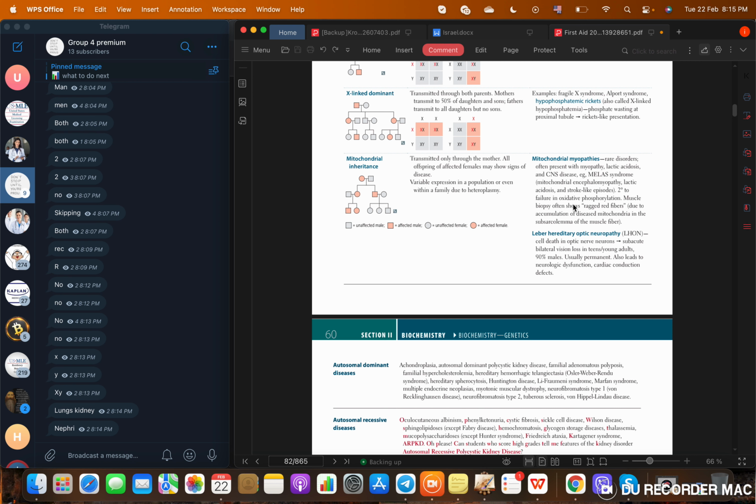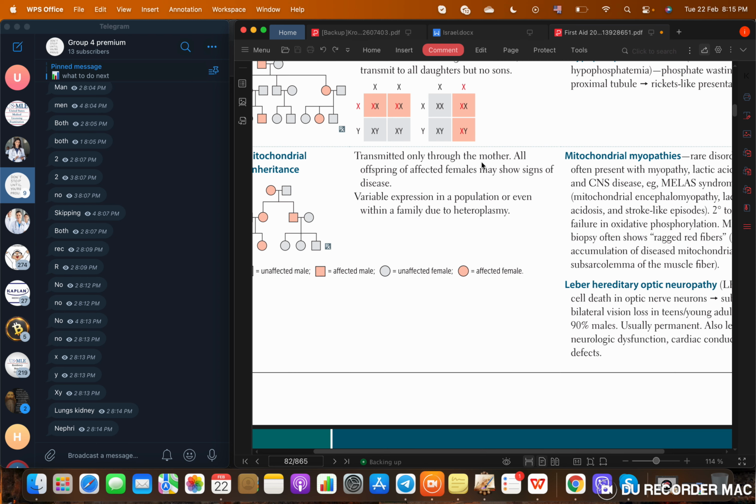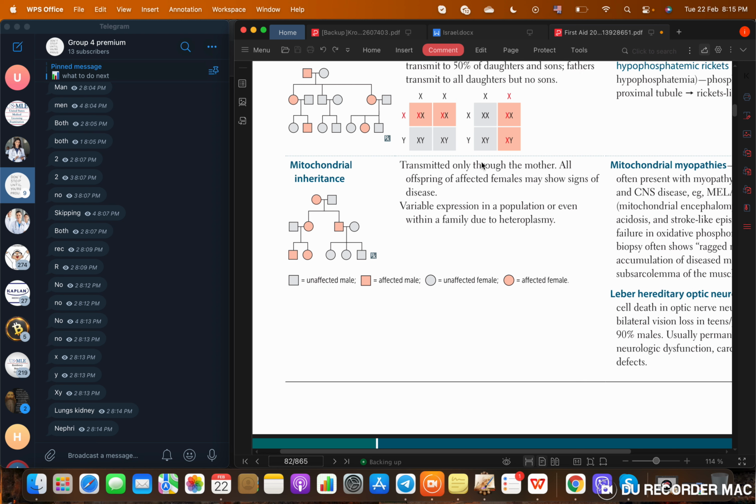The last thing here they mention is the mitochondrial inheritance. Mitochondrial inheritance, it's transmitted only through the mother. All offspring of the affected females may show signs of the disease. Okay, so mommy give the disease for whom? All of them. Notice, mommy give it to all, but father give it to nobody. Mommy give it to all again.